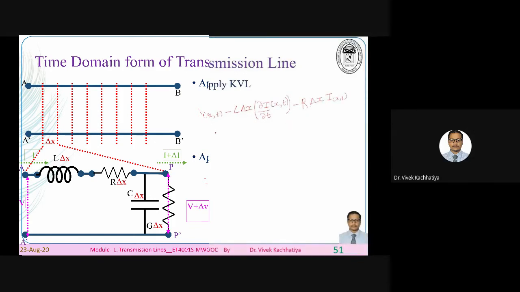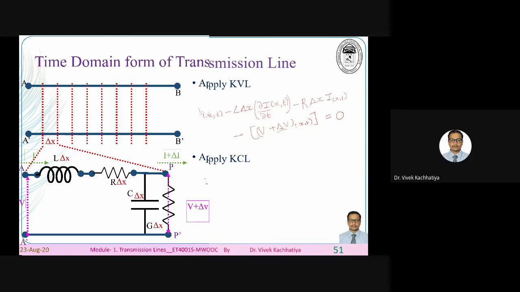So is it a complete equation? No. Now the voltage across this is still pending. There will be minus V plus delta V, comma X comma T, equals 0. So when I apply KVL, this is the equation which I will get.